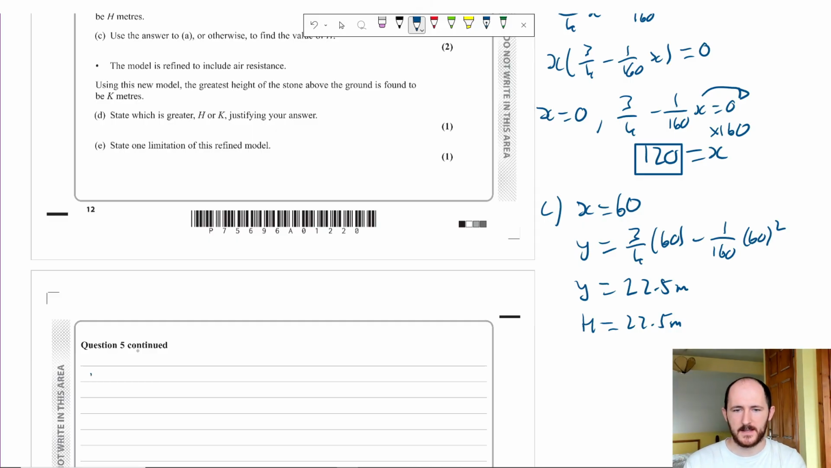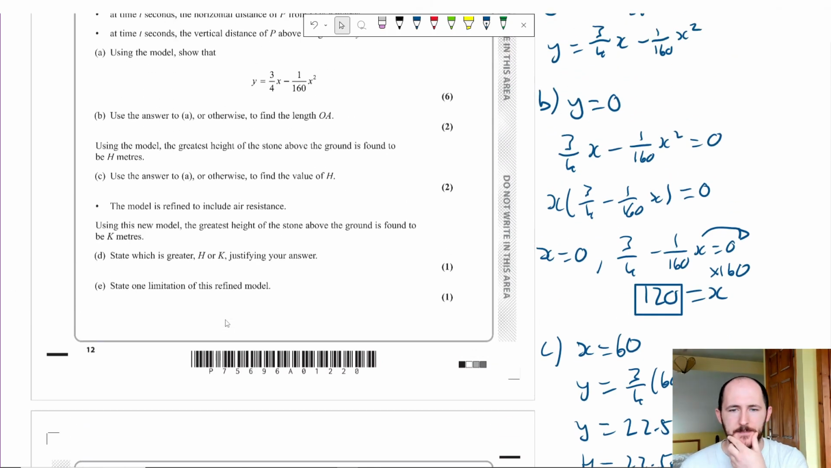It's fine. Cool. Now for part D and E, it's just simple 1 markers, nice and easy, nothing too stressful. The model is refined to include air resistance. Using this new model, the greatest height of the stone is found to be k meters. Is h or k going to be higher? Okay, so including air resistance, what will that do?